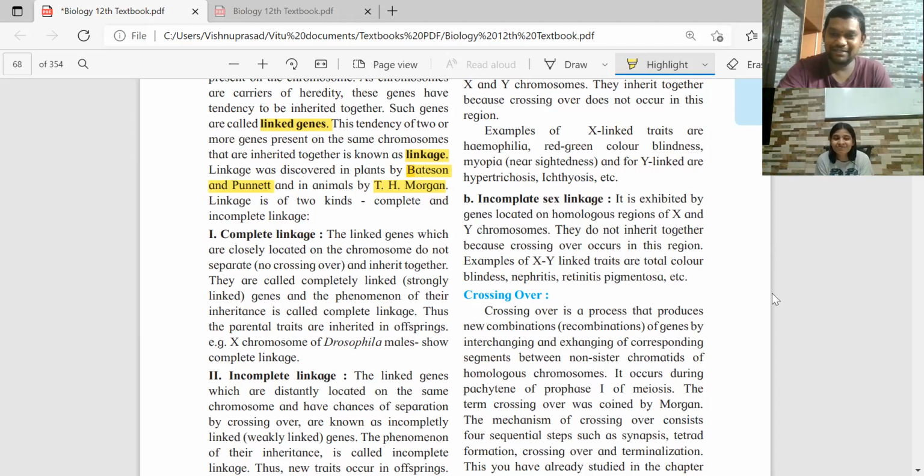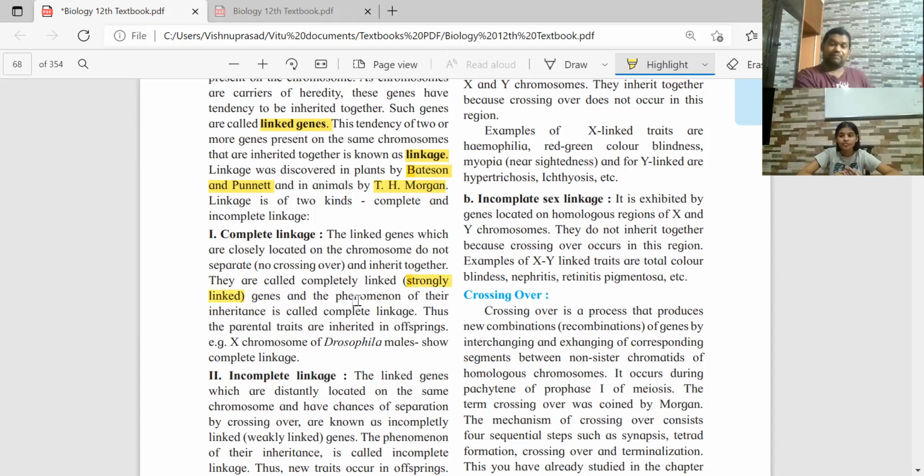So linkage means what? Closely located on the chromosome, and there is no crossing over between them. Complete genes are also called strongly linked genes, and the phenomenon is called complete linkage. Whenever there is a complete linkage, the parental traits are inherited in the offspring fully.